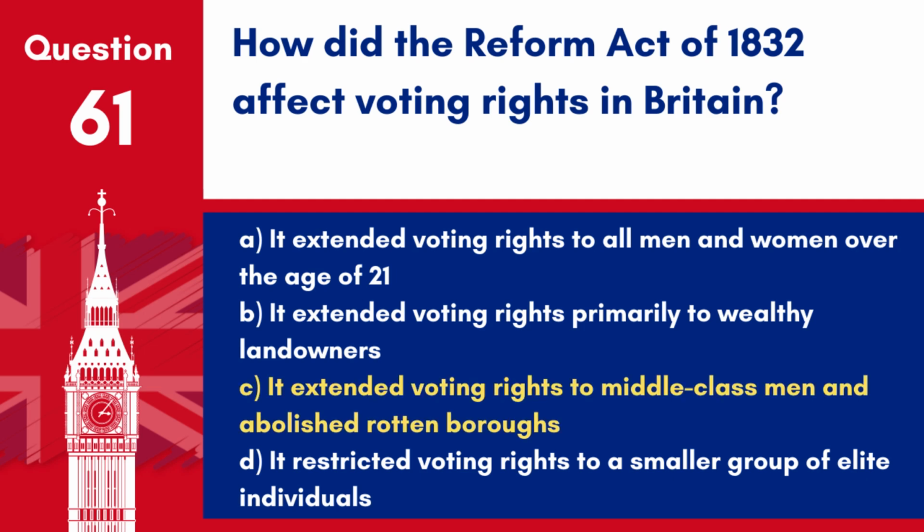Answer C. It extended voting rights to middle-class men and abolished rotten boroughs. The Reform Act of 1832 was a significant step in the evolution of British democracy as it extended voting rights to middle-class men and addressed electoral malpractice by redistributing seats from less populated rotten boroughs to more populated industrial areas.